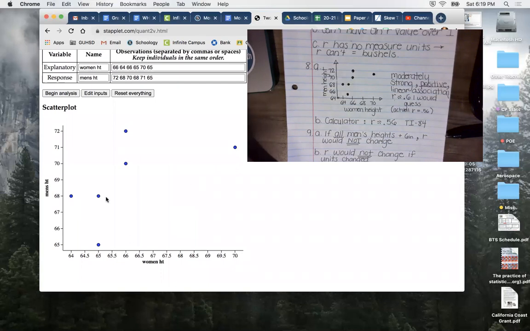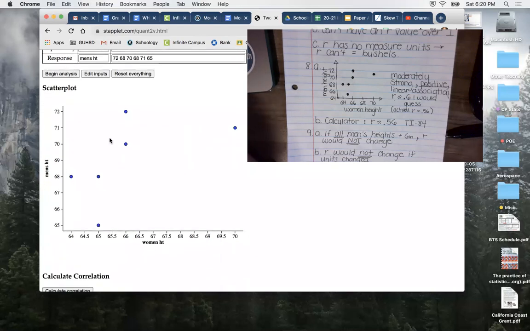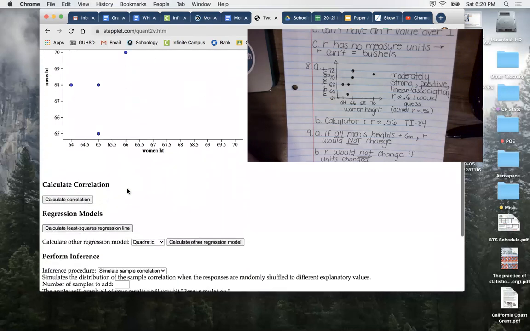It says, describe the association. I definitely see this positive trend, and I think it's moderate. I don't know that I would say it's super strong because there's definitely some variation, but I'd say a moderate positive linear association. And I look at this and think, if I had to guess an R value, it might be 0.6 or so.